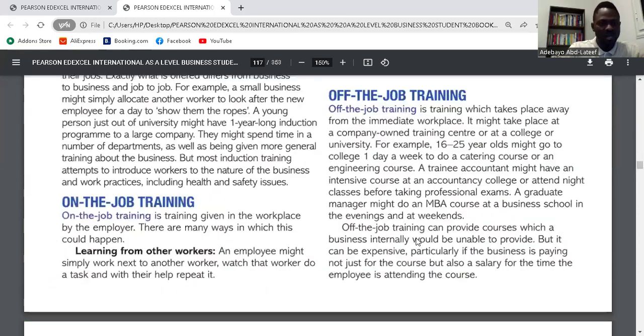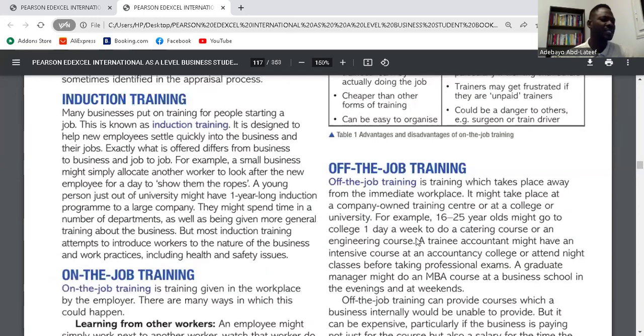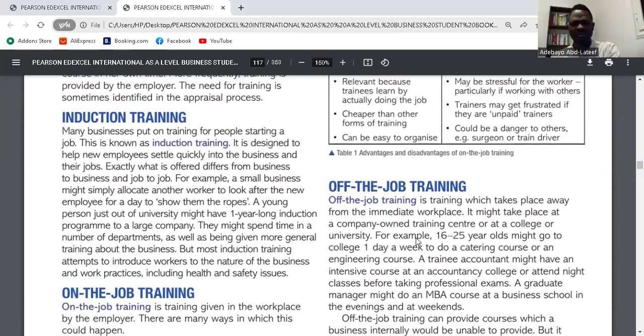We have induction. When we talk about induction training, this is training that is designed for new recruits. As soon as you are newly employed, you have to be introduced to the working environment, the equipment used, the machinery used, your subordinates or your supervisors, your managers. You have to know these people. This introduction is called induction. I think it's clear.